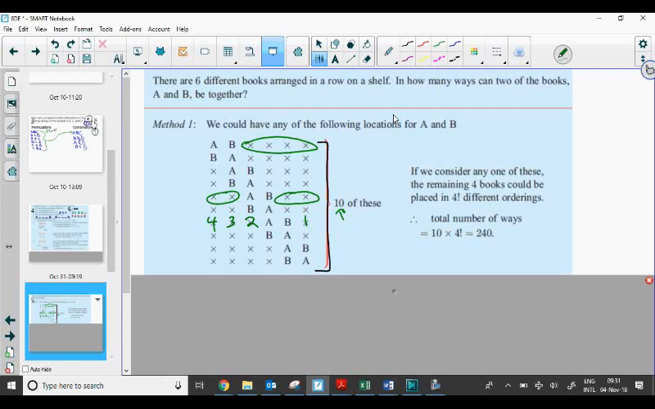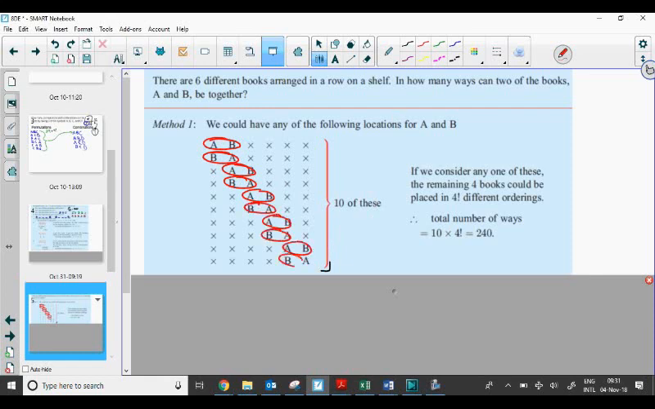The way that I like to do this, I'll actually use this picture to help, is I imagine the A and B as being a single unit, because we know they have to be together. And knowing that, I imagine this not as being 6 different books on a shelf, but as 5 different books on a shelf. Right? So we've got 1, 2, 3, 4, 5. And so I'll say, all right, how many different ways can those 5 books be arranged? That's going to be 5 factorial, or 120.